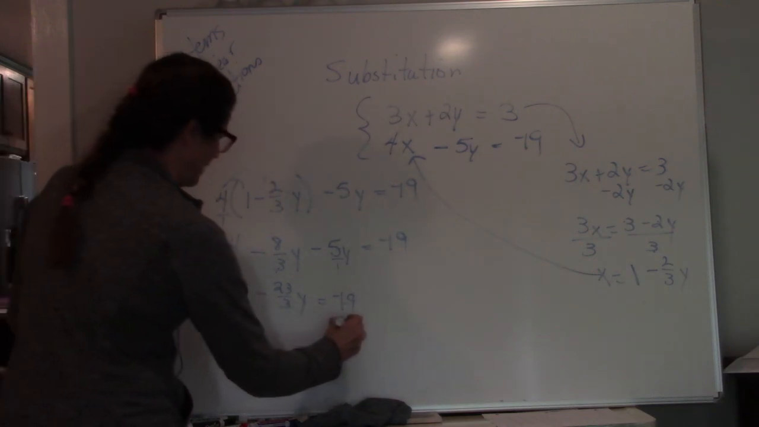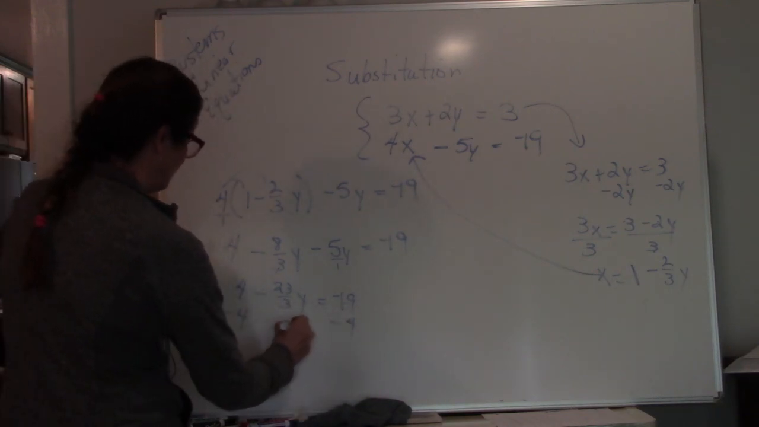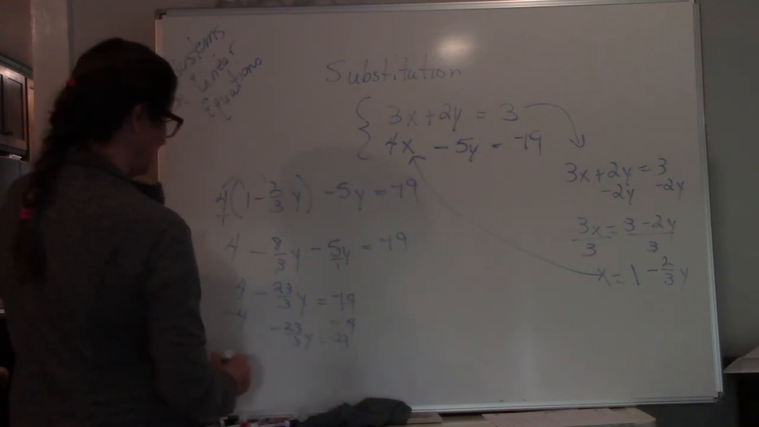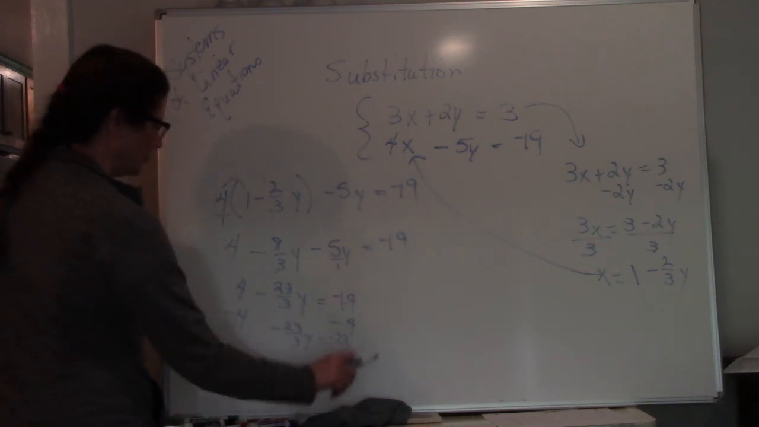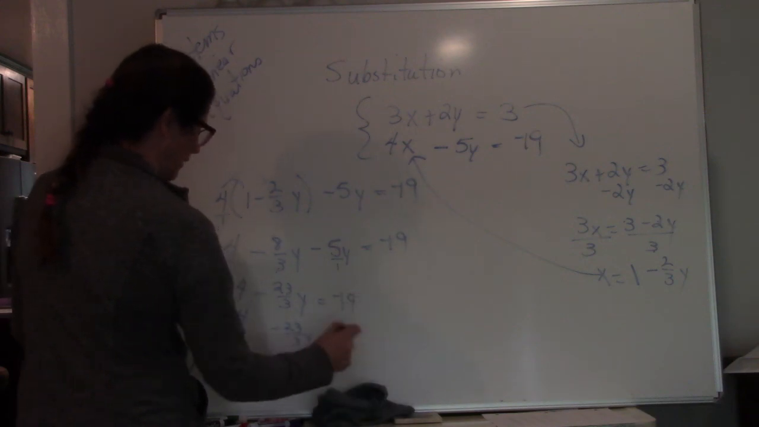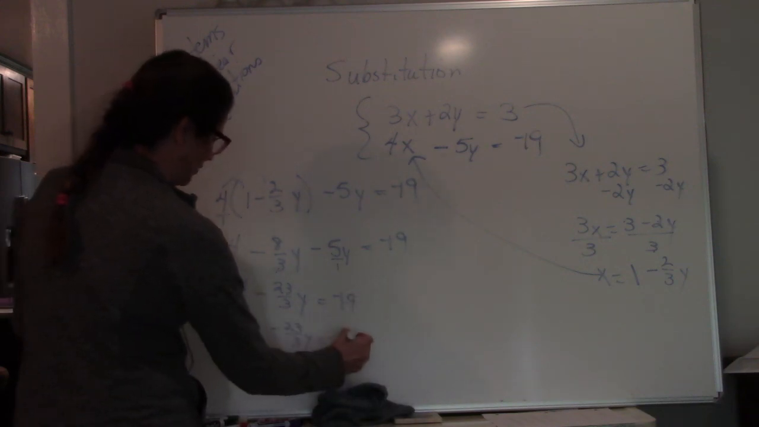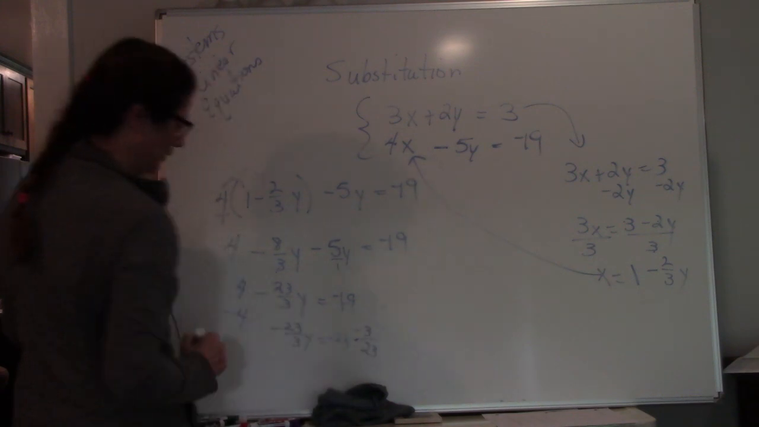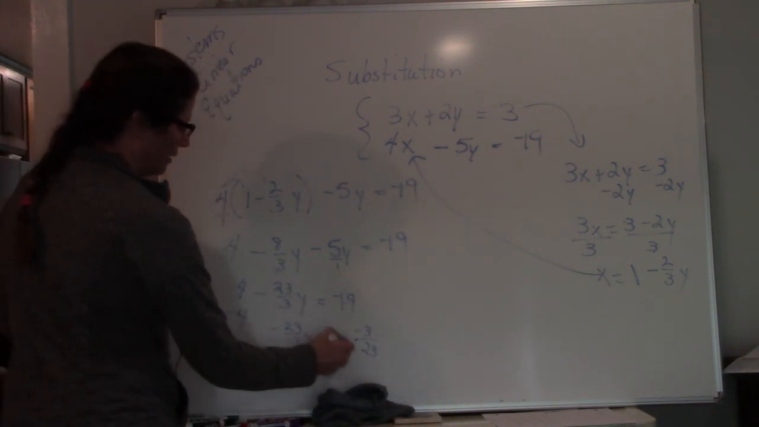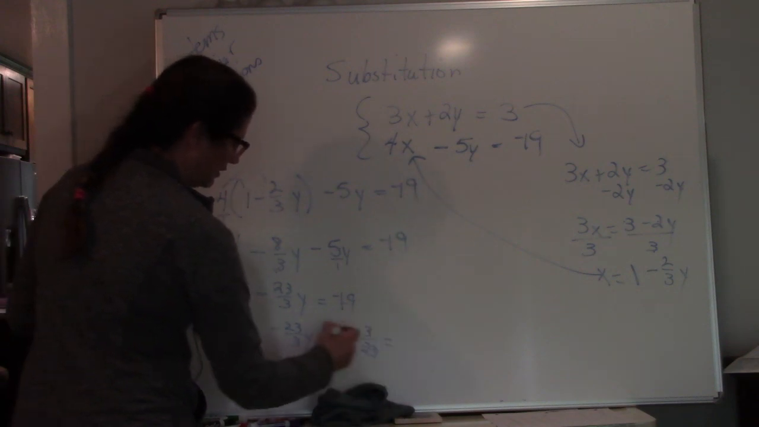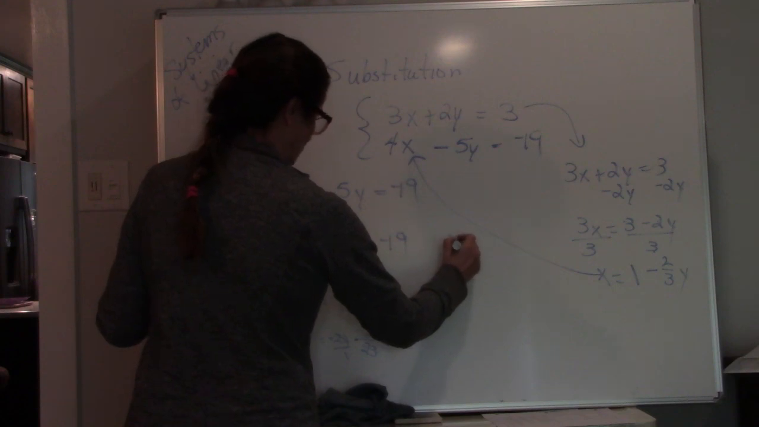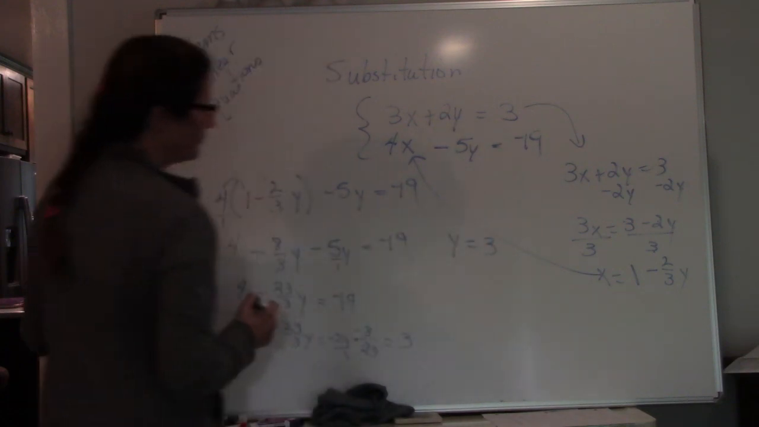So I'm going to subtract 4. I get -23/3 y equals a -23. And then I'm going to flip this negative 23/3 over because I'm dividing. Make sure I keep my sign. My 23's cancel. Negative times a negative is a positive. So I have y equals 3.